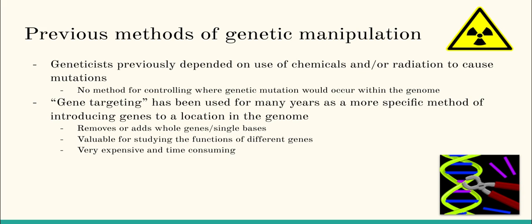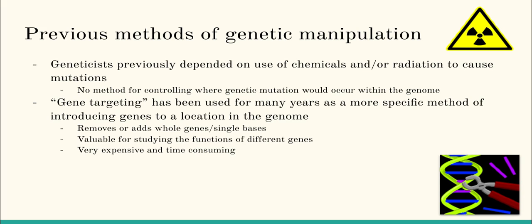One method that has been used in the past is the use of chemicals or radiation to cause mutations. Although this is typically successful in mutating genes, this method provides no way of controlling which genes will be mutated in the genome, and mutations will therefore occur randomly. This type of random mutation is not typically useful for us.